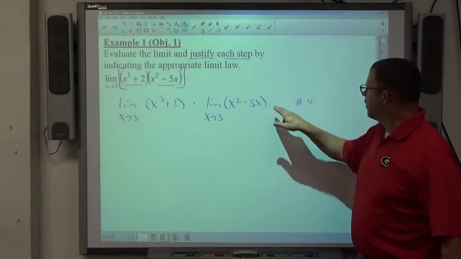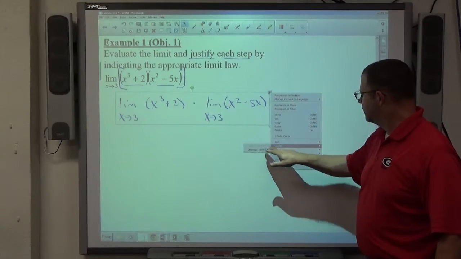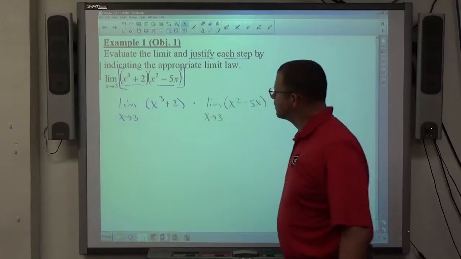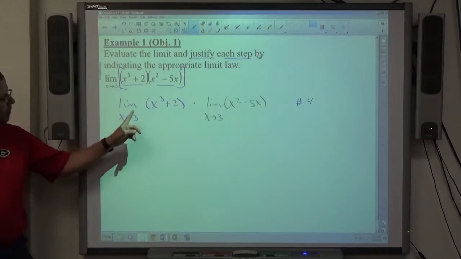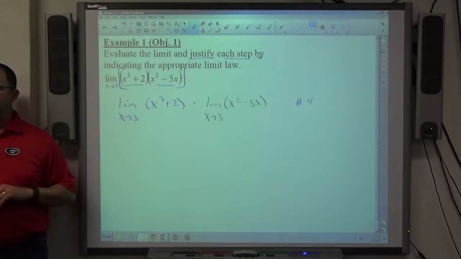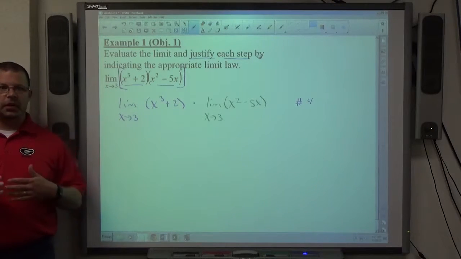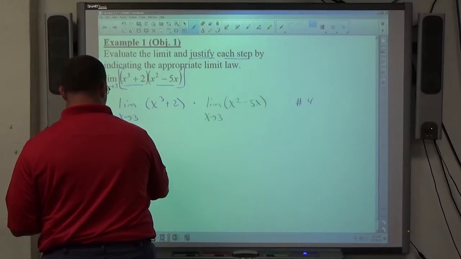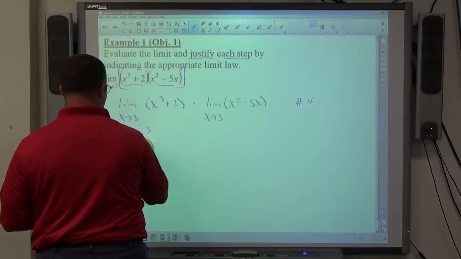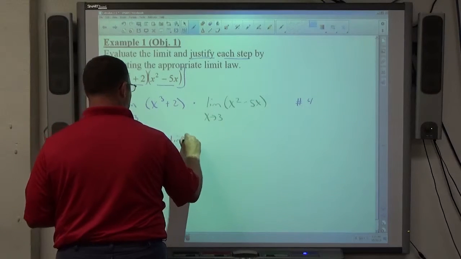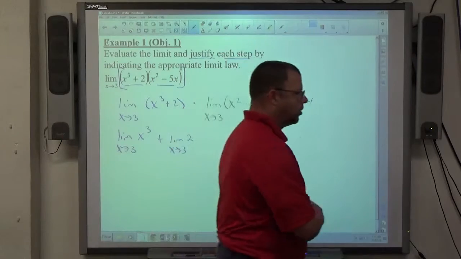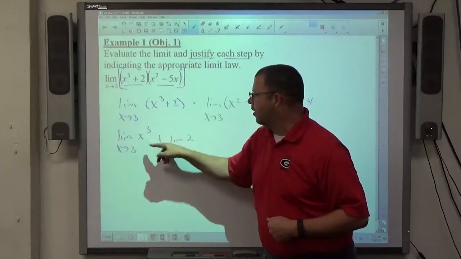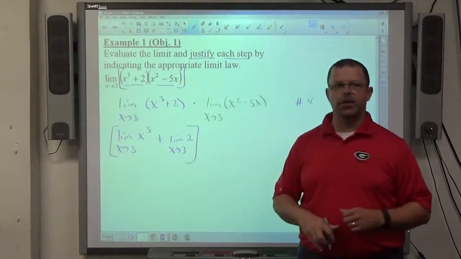Next, let's use some different colors here. Let's go with green. This blue limit is the limit of x cubed plus 2. That's the limit of a sum, right? And the very first rule says that for a limit of a sum, I can break it into the sum of the limits. Keep in mind, this blue object here is one object. If I make it into the limit of x cubed as x approaches 3, plus the limit of 2 as x approaches 3, how many terms is this now? 2. Okay, and I want to multiply that times the green thing, right? Since I broke this one thing apart into two separate things, I'm going to put parentheses around it to treat it as one object.